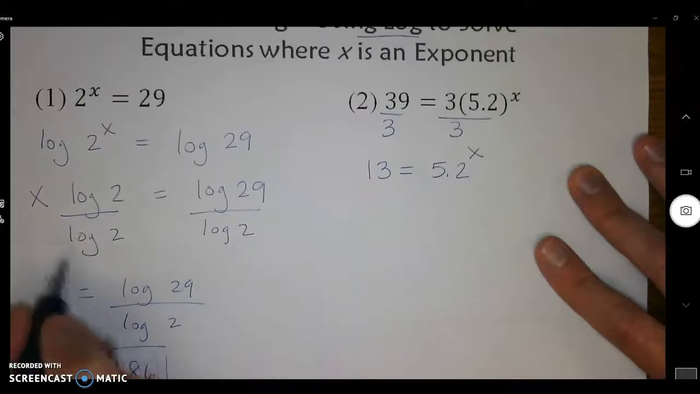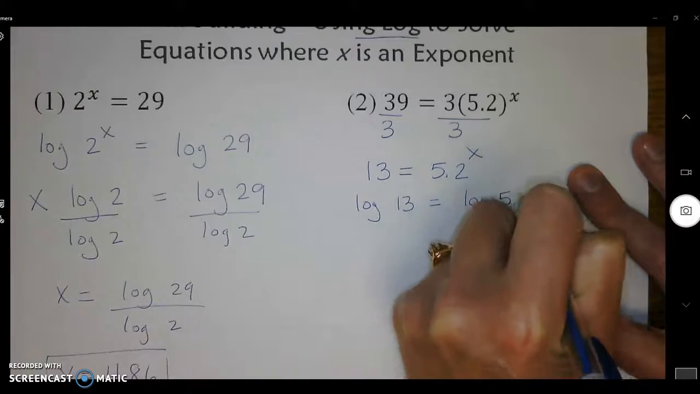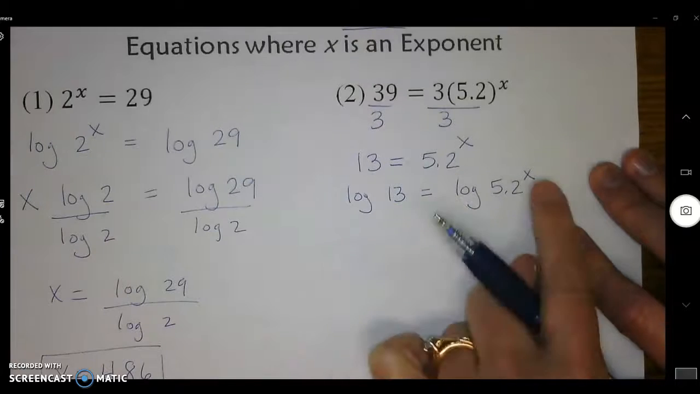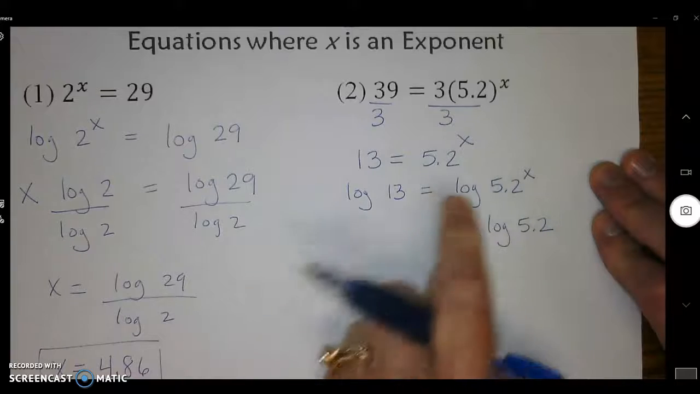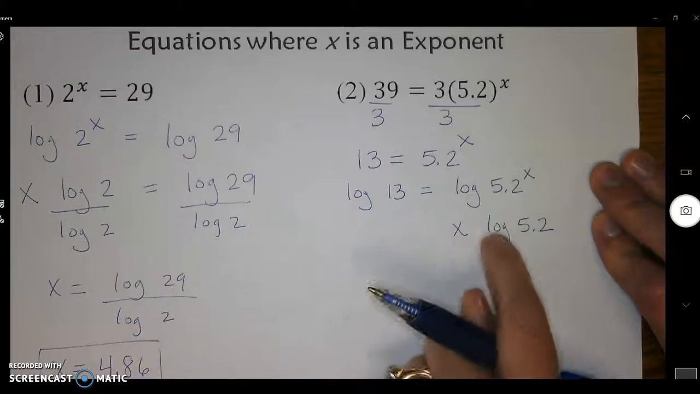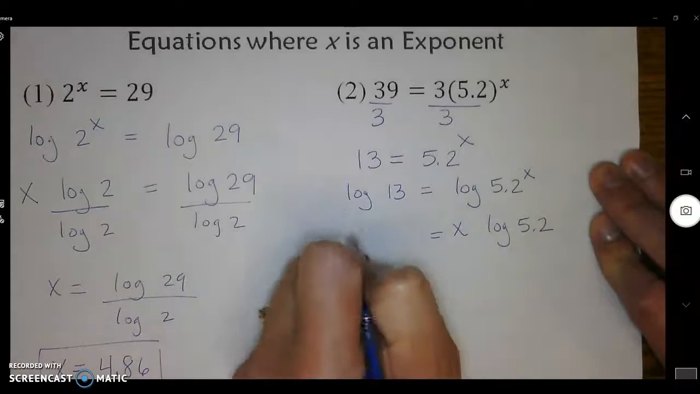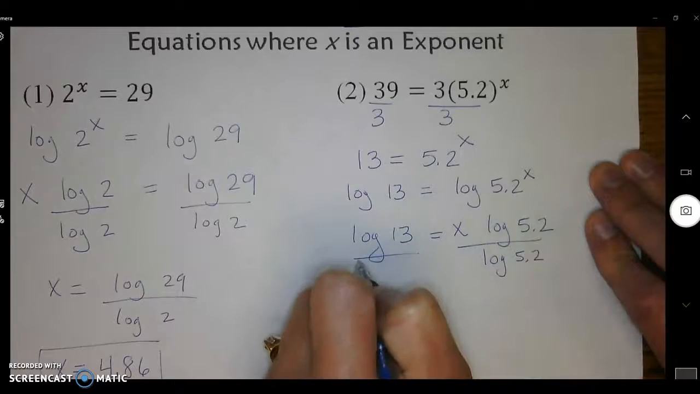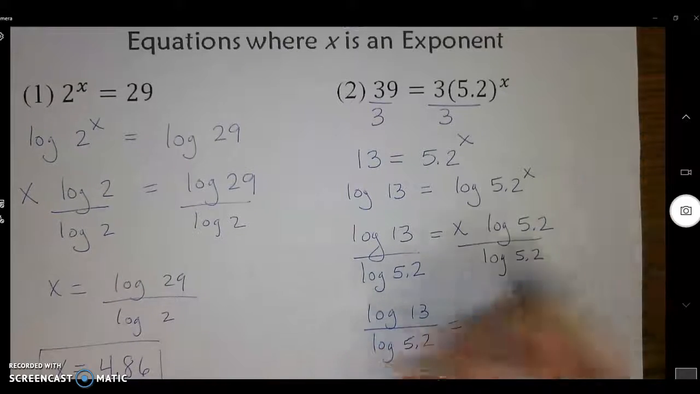And now I'm going to log both sides just like we did over here. And then I'm going to rewrite this side by moving the x into a new location here in the front. Like I said over there, these two are equivalent. So x log 5.2 is the same as log 5.2 to the x. So log 13 over log 5.2 will be our x value.